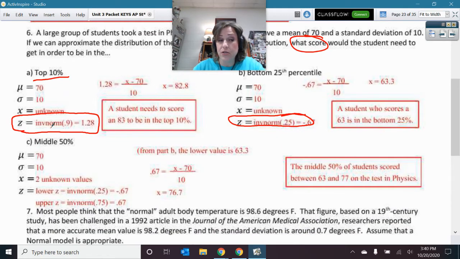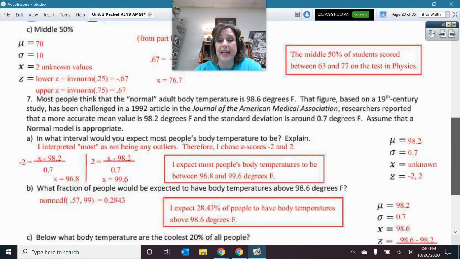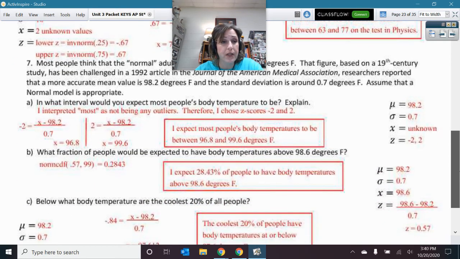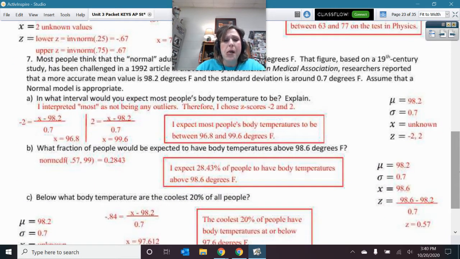Oh, and middle. So I know I've got 2 parts. It looks like part B, I saw, the 25th percentile was negative 0.67. And so the top was positive 0.67. So I knew from part B that the lower bound was 63, upper bound 77. So that middle 50% of scores is between 63 and 77. All right, so here we go.